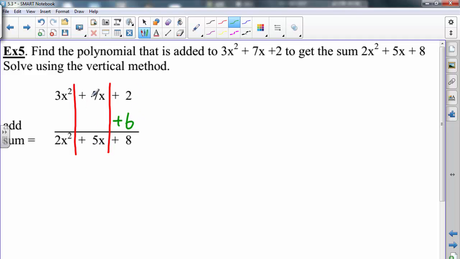So positive 5 minus positive 7. Positive 5 minus positive 7. What is that? So this one is negative 2. So here we fill up by negative 2x. You guys will see positive 7 plus negative 2. It's really positive 5. Then ask yourself 3x squared plus what is 2x squared?